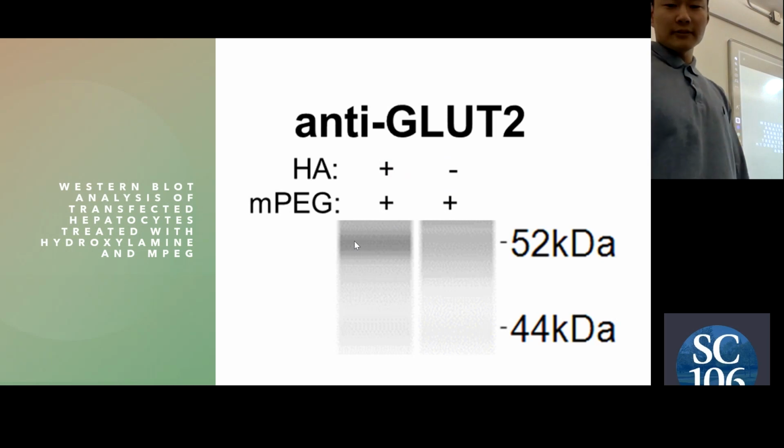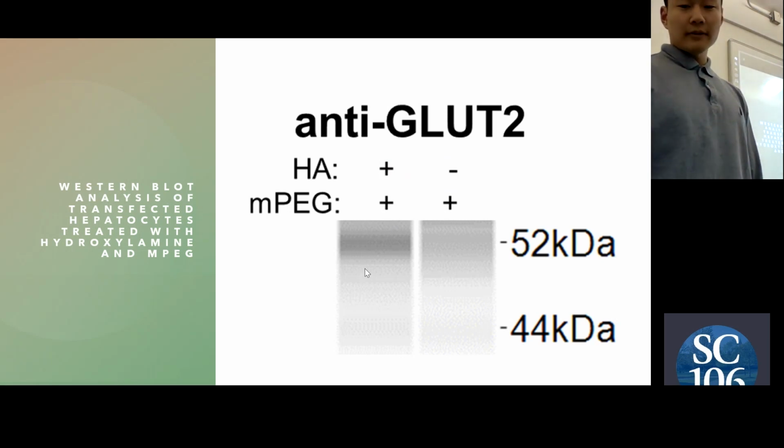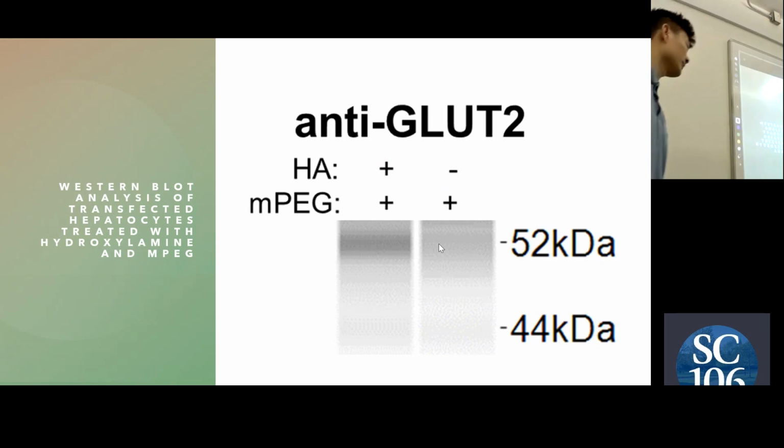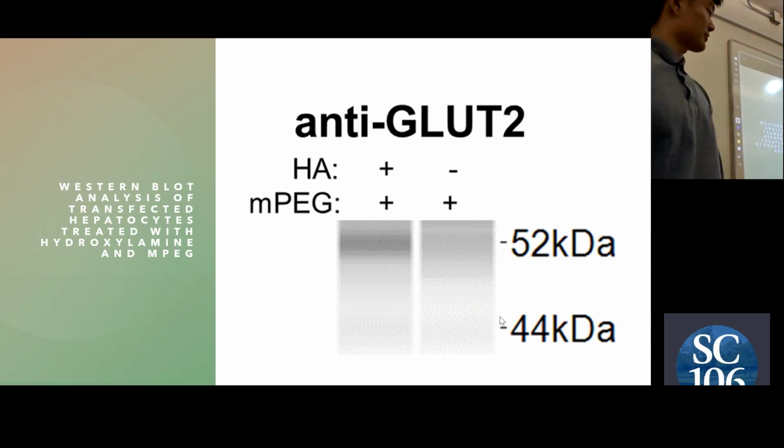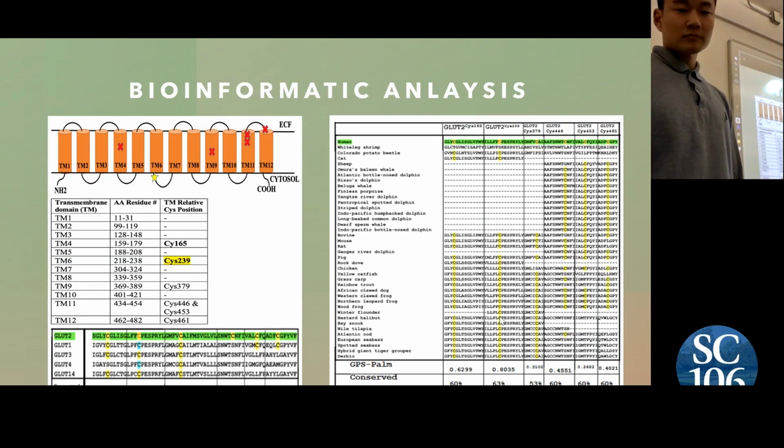So on the left here, this shows that with the treatment of the hydroxylamine, the shift in the band, with no presence of the band in this lane, tells us that there might be a palmitoylated group within GLUT2. And this is right around the size of a minor form of GLUT2, which is non-glycosylated.